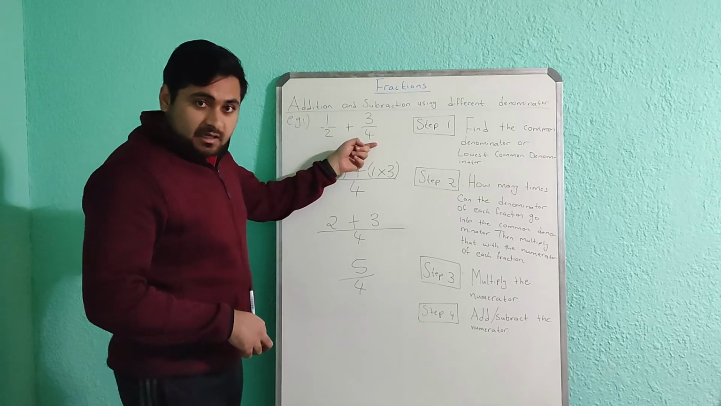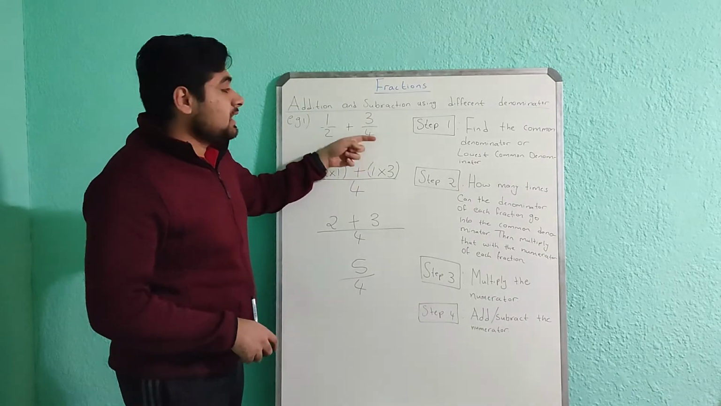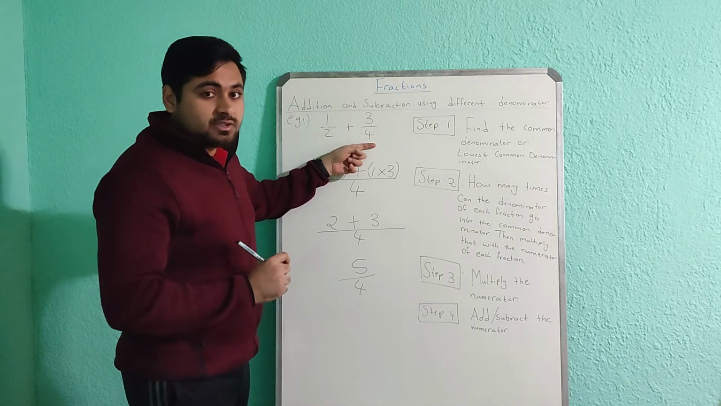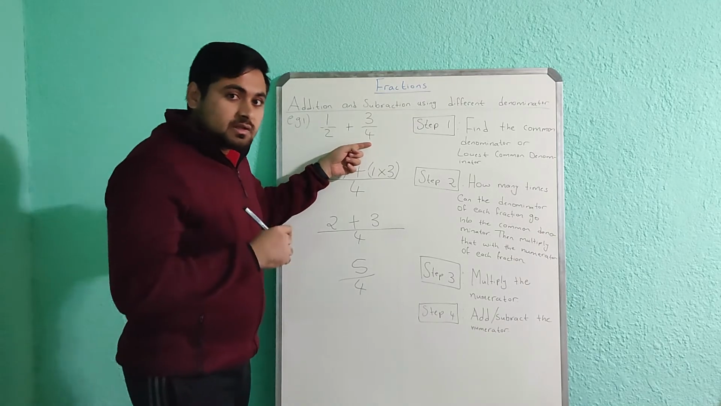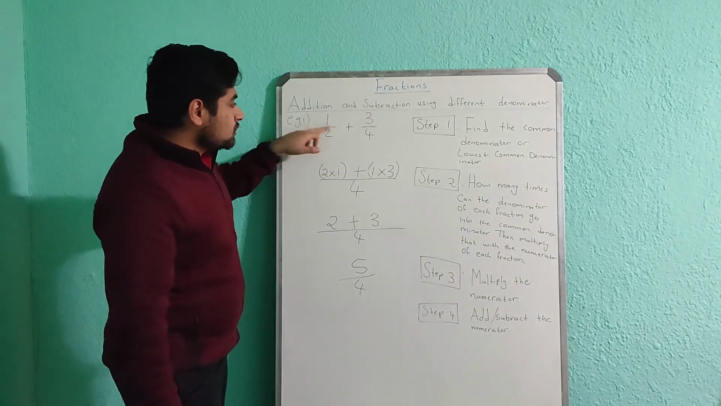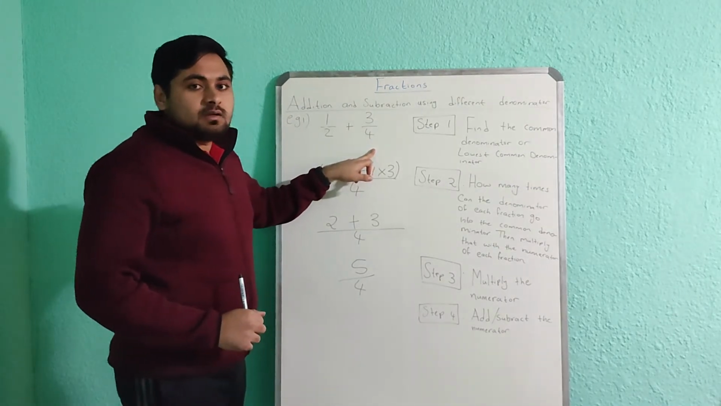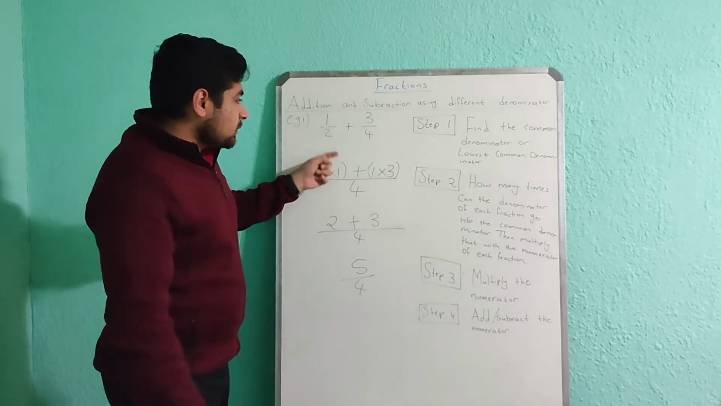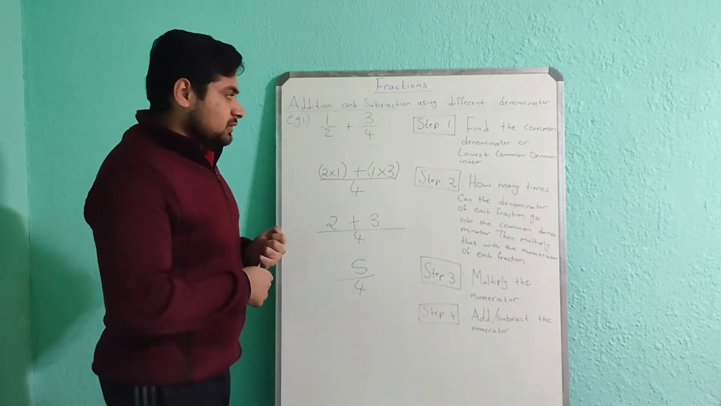Now we move on to the second fraction and take its denominator, which is 4. We ask ourselves, can 4 go into itself without a remainder? The answer is yes. 4 can go into itself once without a remainder. Now we ask, can 2 go into 4 without a remainder? The answer is yes, 2 times. Therefore we decided that 4 is our common denominator, or the lowest common denominator.